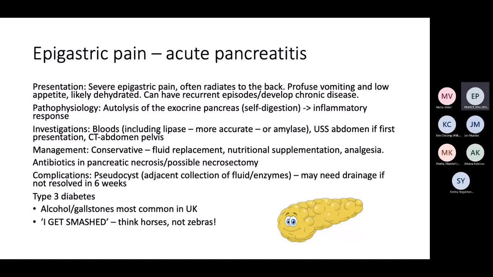Complications of pancreatitis, most commonly is a pseudocyst. So this collection of fluid and enzymes develops next to the pancreas, and it has a mass effect on the surrounding organs, and it often resolves itself, but if it's not gone after 6 weeks, chances are it will need IR drainage.